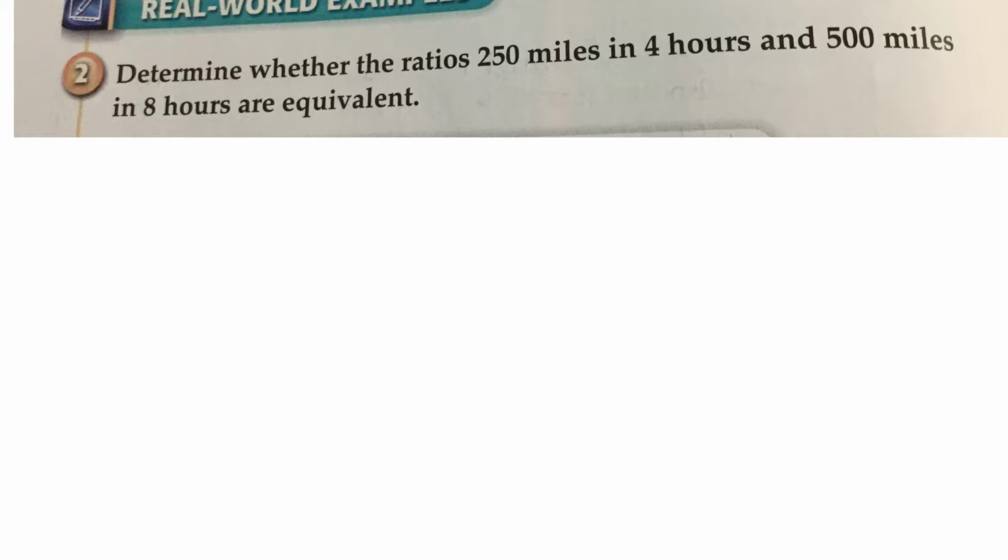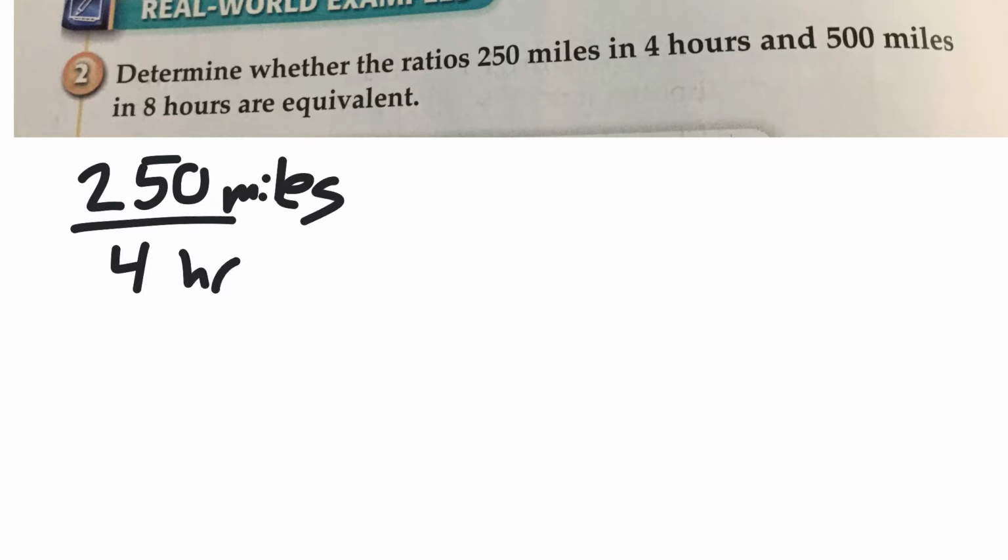Okay, here on this one, we want to determine whether the ratios 250 miles in 4 hours and 500 miles in 8 hours are equivalent. So there's a couple of different ways we can do these problems. Let's first do it the way we just did the last one. Okay, so I've got 250 miles in 4 hours. So I want to see, what does that ratio reduce to? Well, since the bottom number is 4, I'm going to see, can they both be divided by 4?